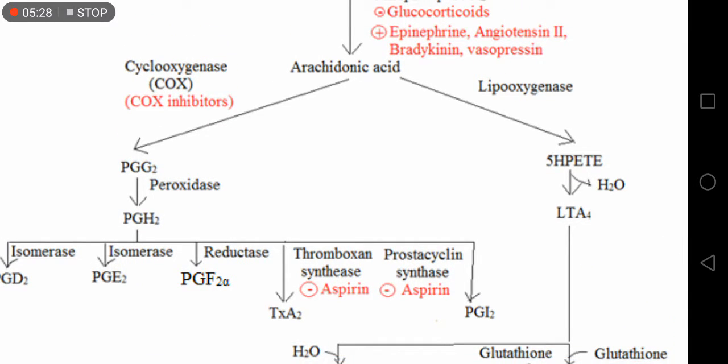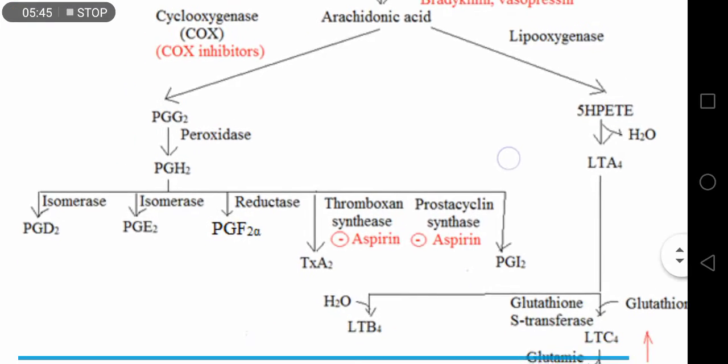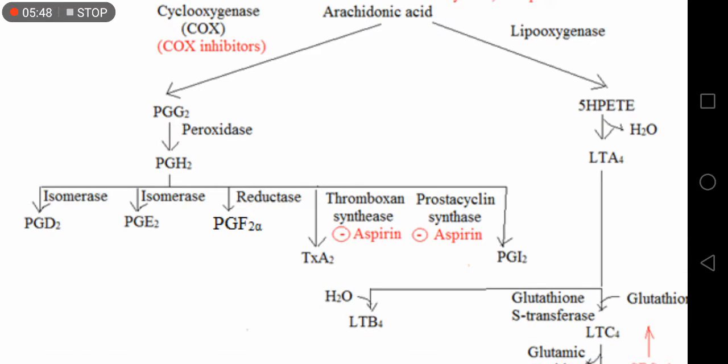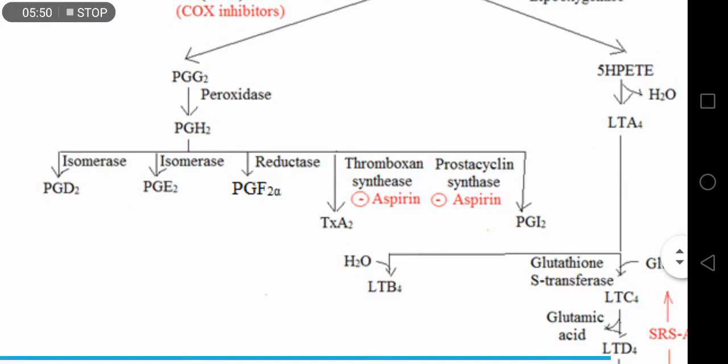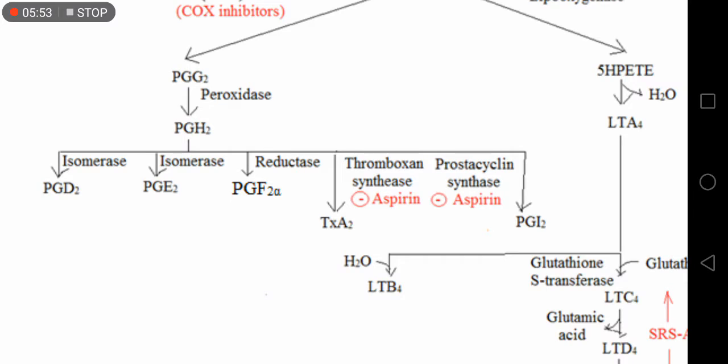So first of all, when arachidonic acid enters into the cyclooxygenase pathway, it first synthesizes PGG2 by the COX enzyme, that is the cyclooxygenase, and COX inhibitor drugs can inhibit the cyclooxygenase enzyme. Then PGG2 by the action of peroxidase is converted to PGH2. Then PGH2 is converted either to PGD2 by an isomerase enzyme or to PGE2 by an isomerase enzyme.